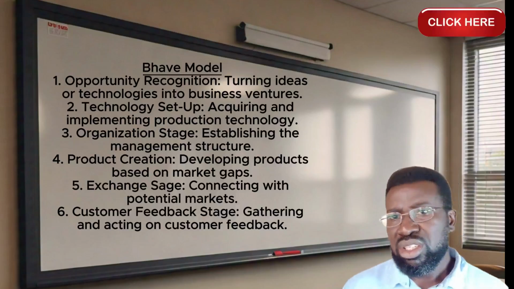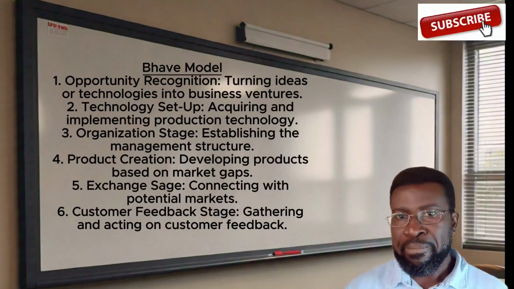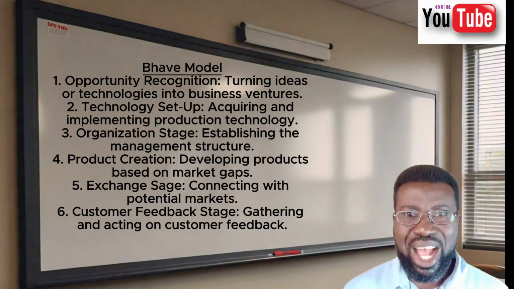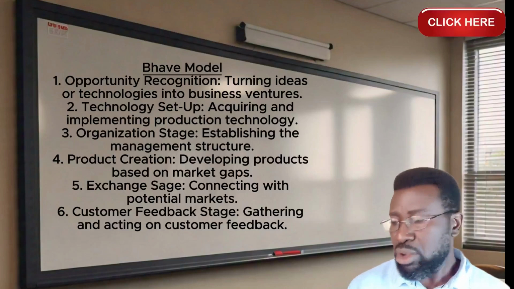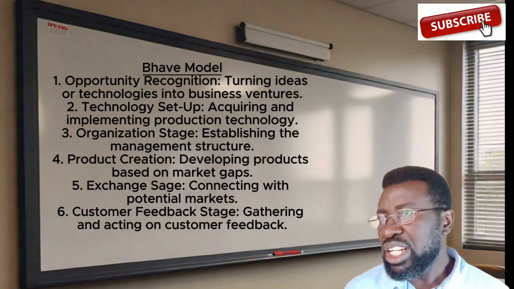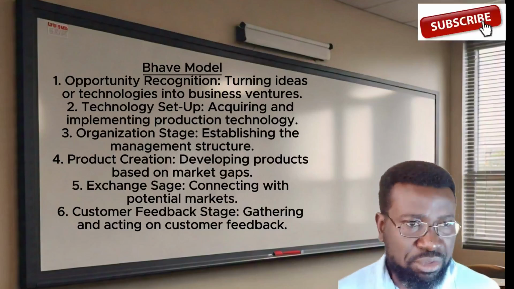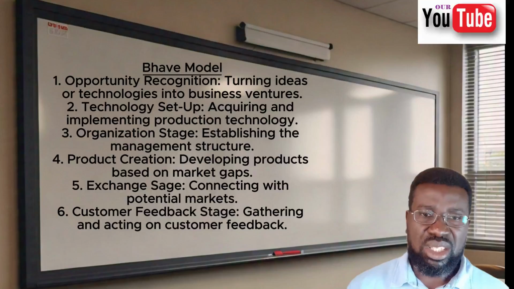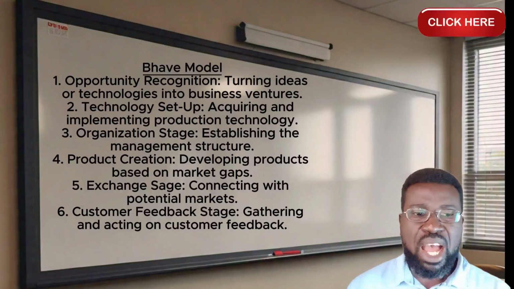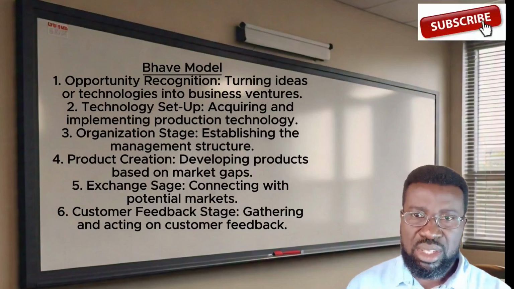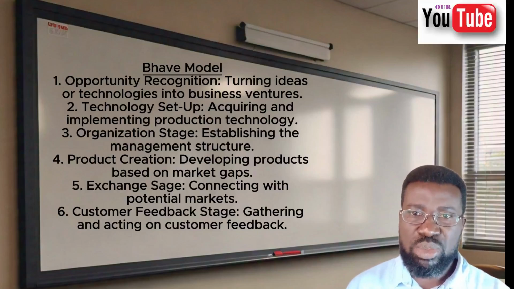And then number six is customer feedback stage, which is gathering and acting on customer feedback. Of course, people buy your product and they tell you how they feel about it, and that is feedback. Or you have feedback from family and friends concerning your business activity. Beehive has put that at number six. You can see there are similarities between these models.